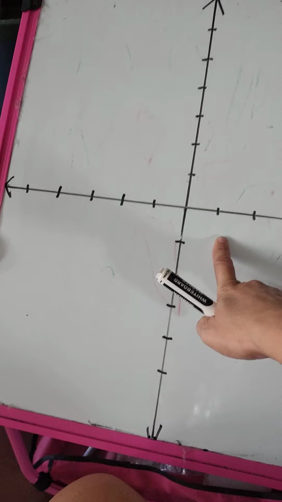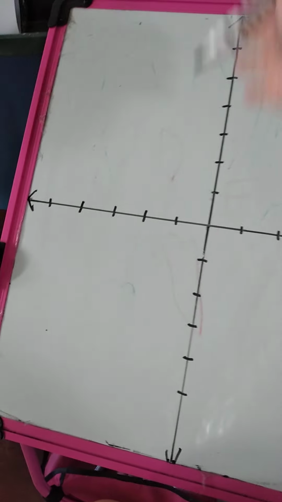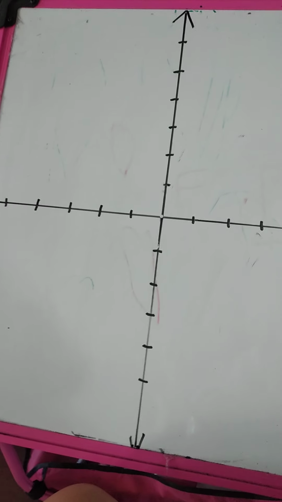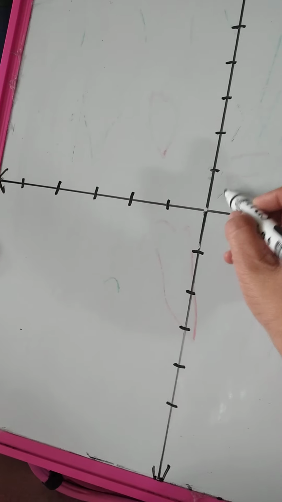Make sure that after making two number lines, the vertical number line and the horizontal number line, you remember that the point of intersection is your origin. Let's call it origin.